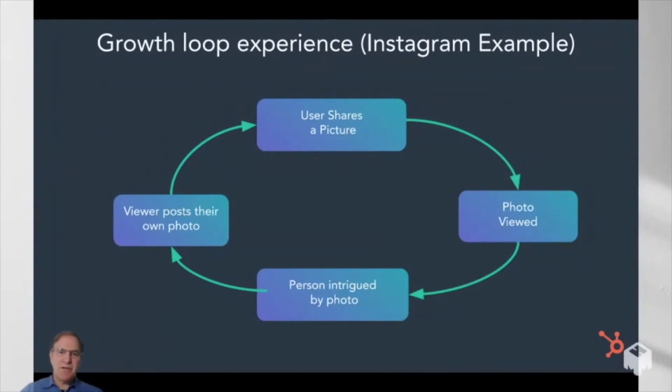The user shares a photo starting at 12 o'clock. The photo is viewed at 6 o'clock, another person is intrigued by the photo, and then they post their own photo. The interesting thing about this is when Instagram started, they didn't have a marketing manager. They basically depended on this growth loop to drive the growth of the organization.